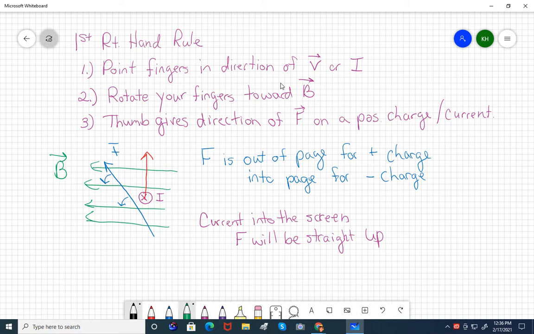I want to do that because we're about to learn our second right-hand rule. And it really helps if you feel really good about the first right-hand rule first. The second one's actually easier.